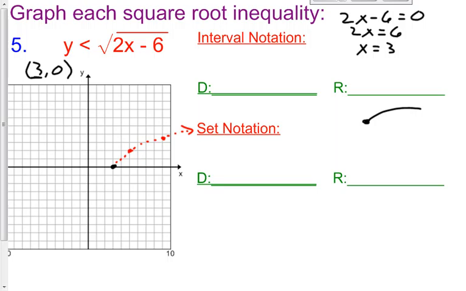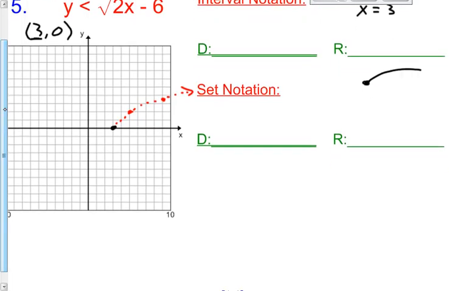Now, when we have these inequalities, we also do shading. When it's greater than or equal to or greater than, you shade everything above the line. When it's less than or equal to, you shade everything below the line. Same thing is true with these square root functions. If it's less than, you shade everything below the graph. So you're going to have this cutoff here at 3, and you're going to shade everything below. So your shading is down here.